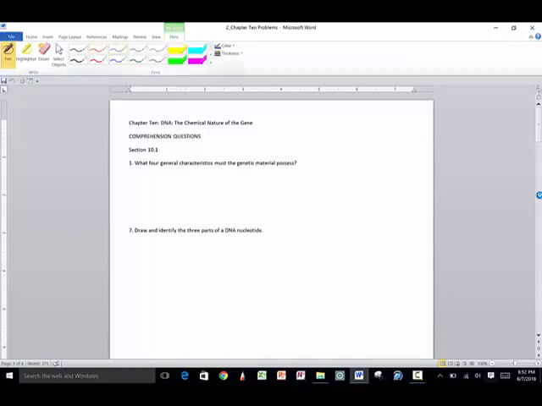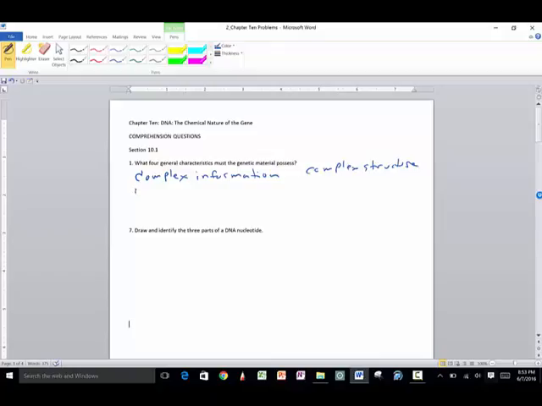So, what four general characteristics must the genetic material possess? It needs to be complex, right? Because we need to get a lot of information out of it. It has to be able to be complex because there's complex information, so that means there has to be a complex structure. And I guess I can talk a little bit more about that.